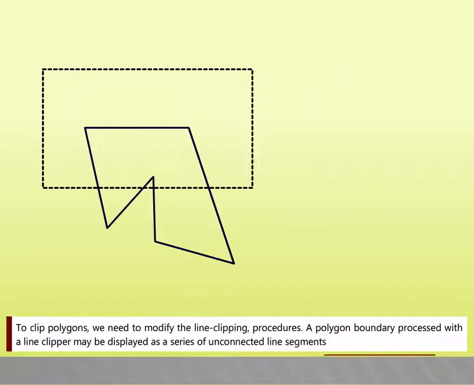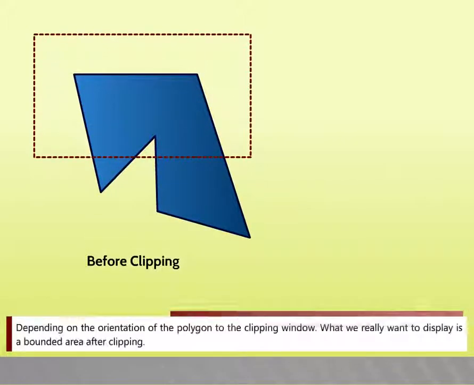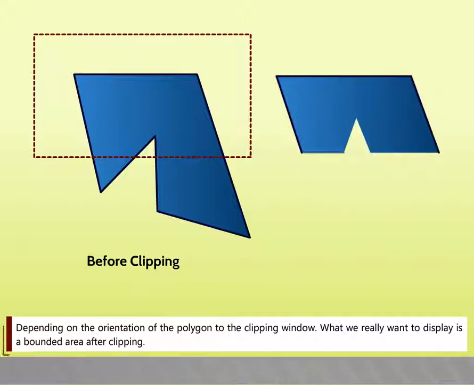To clip polygons, we need to modify the line clipping procedures. A polygon boundary processed with a line clipper may be displayed as a series of unconnected line segments. Depending on the orientation of the polygon to the clipping window, what we really want to display is the bounded area after clipping.